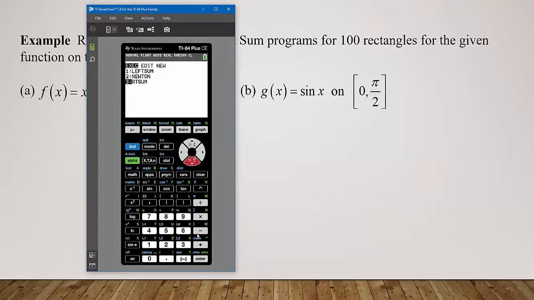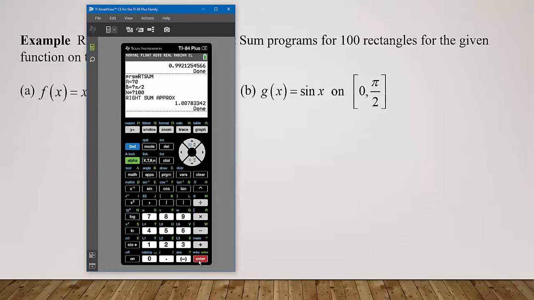So program right sum, going to execute that. A is 0, B is pi over 2, still 100 rectangles. And here we get the right sum is 1.0078. So again, I can write a compound inequality that says 0.9921 is less than the area, is less than 1.0078. And let me head off to the chalkboard real quick because I want to write that down on the chalkboard and maybe make a few other comments.